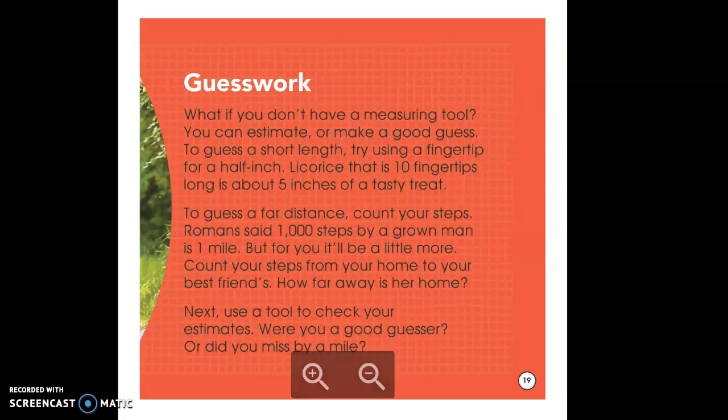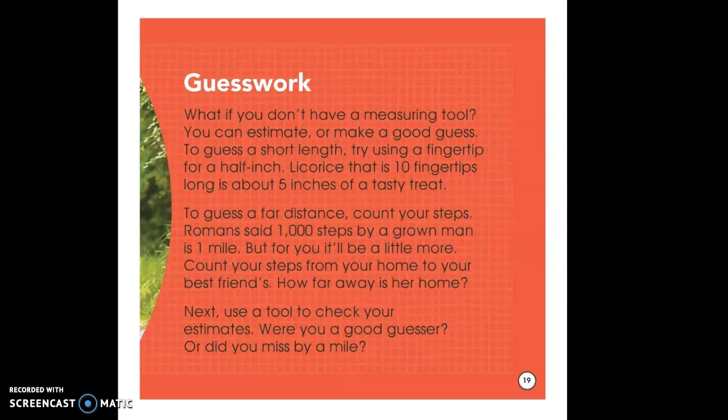Guesswork. What if you don't have a measuring tool, like a ruler or a yardstick or a measuring tape? You can estimate or make a good guess. To guess a short length, try using a fingertip for a 1/2 inch. So every fingertip would be about a 1/2 of an inch. So say licorice that is 10 fingertips long could be about 5 inches of a tasty treat.